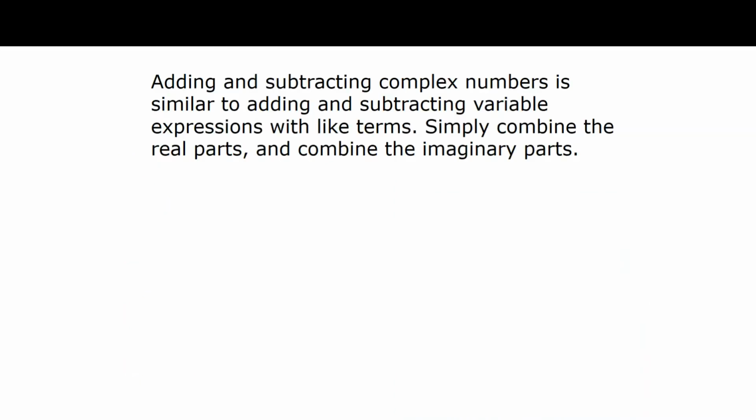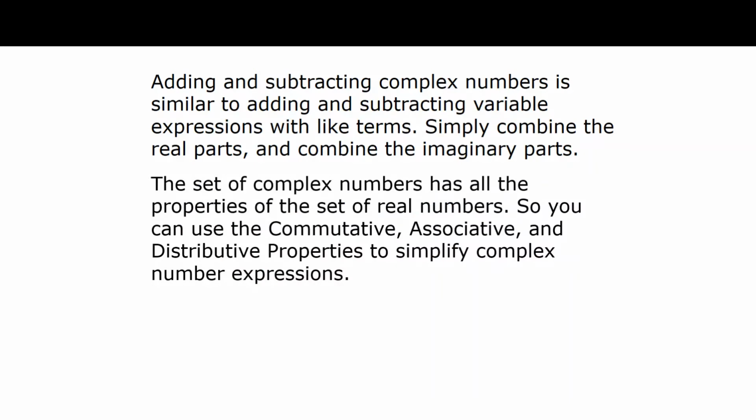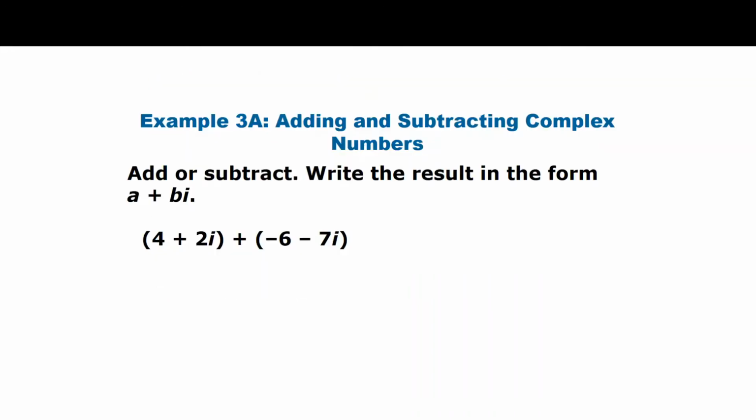Okay, now adding and subtracting complex numbers is similar to adding and subtracting variable expressions with like terms. Simply combine the real parts and then combine the imaginary parts. The set of complex numbers has all the properties of the set of real numbers. So you can use the commutative, associative, and distributive property to simplify complex number expressions. And I know that sounds really complicated, but anything you could do with a variable, you can do with the letter i also, the imaginary numbers.